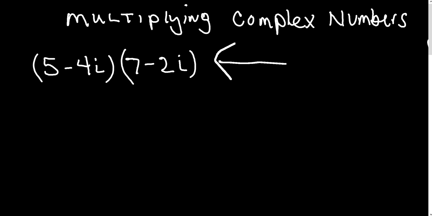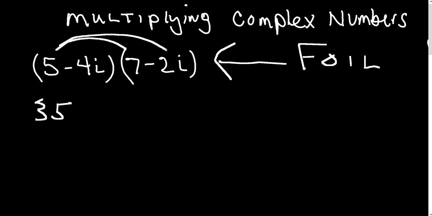All right, when we multiply these complex numbers, now these are clearly two binomials that are multiplied together, so we will use the FOIL method, or just multiplying. And what is that? First, 5 times 7, 35. Outside is going to be negative 10i.